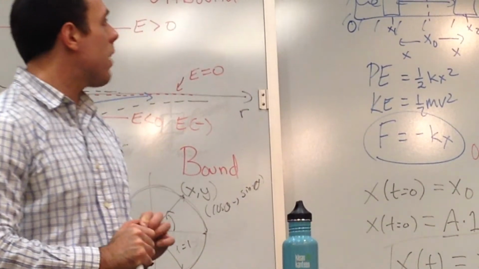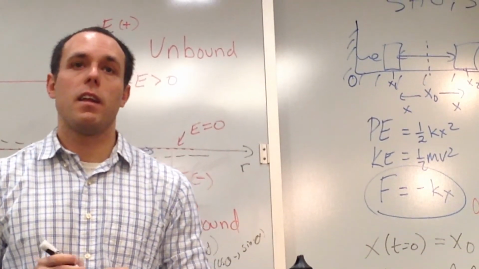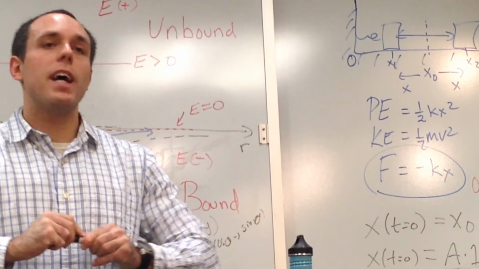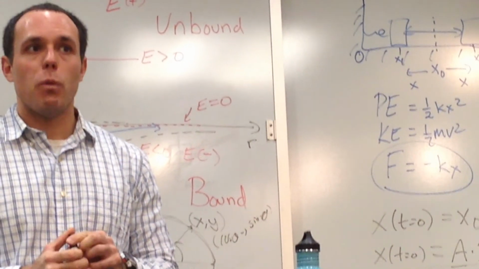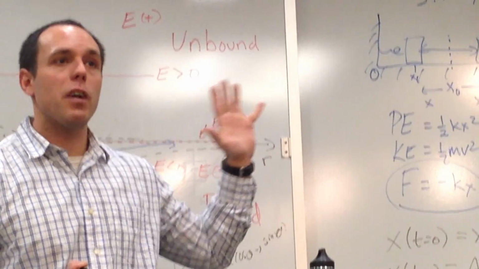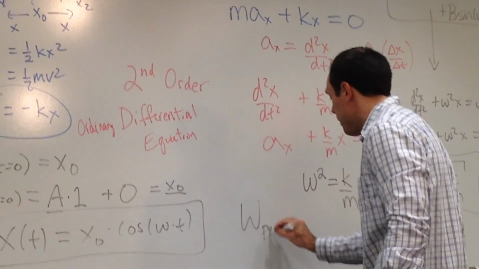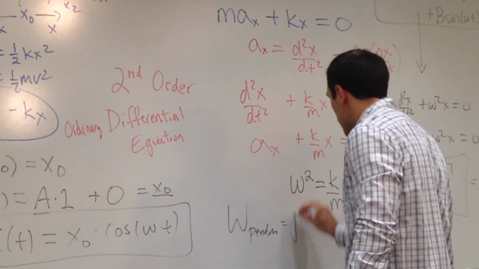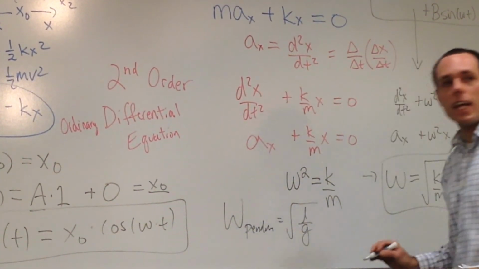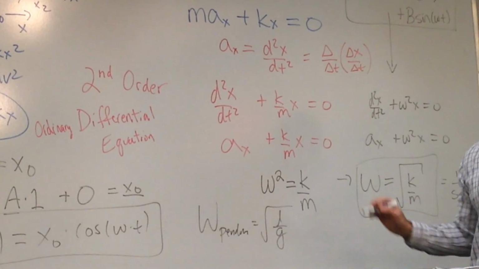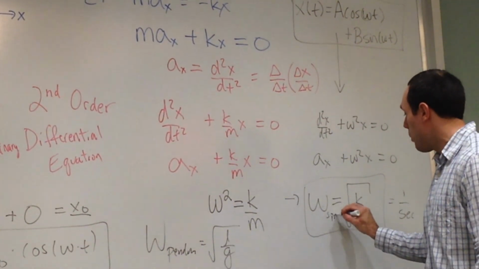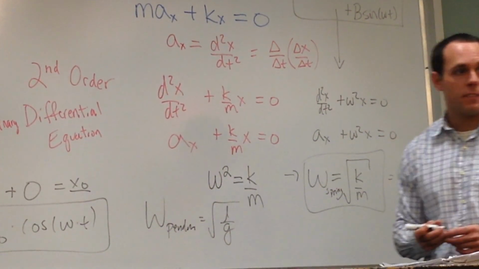So this is how you would solve it for a spring. What we're going to do next time is for a pendulum, where a pendulum gives us the same exact equation, except as I'll show you, omega for a pendulum is the square root of g divided by L, the gravitational acceleration divided by the length of the pendulum string, but this is for a spring here.